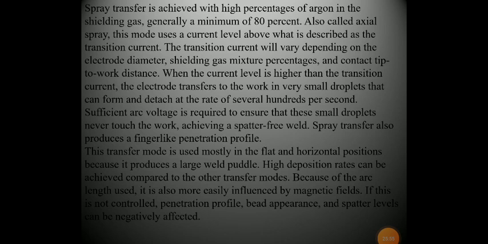So in this transition, when the current level is higher than the transition current, the electrode transfer to the work is very small, in droplets that form and detach at the rate of several hundred per second. Sufficient arc voltage is required to ensure that these small droplets never touch the work, achieving a spatter-free weld.